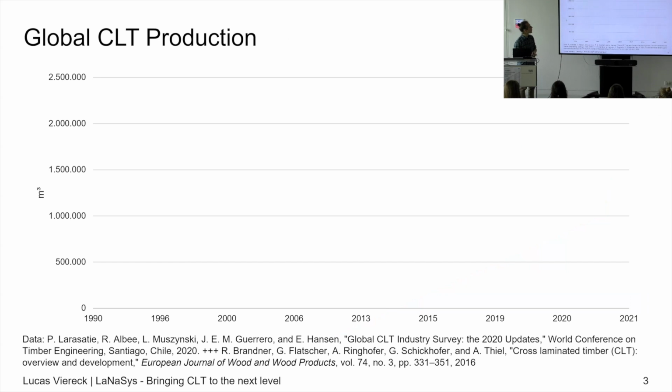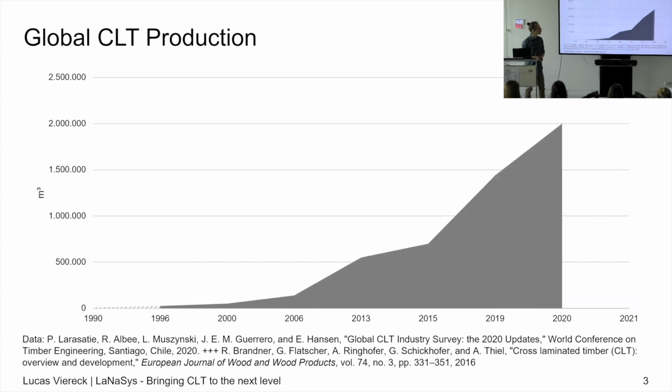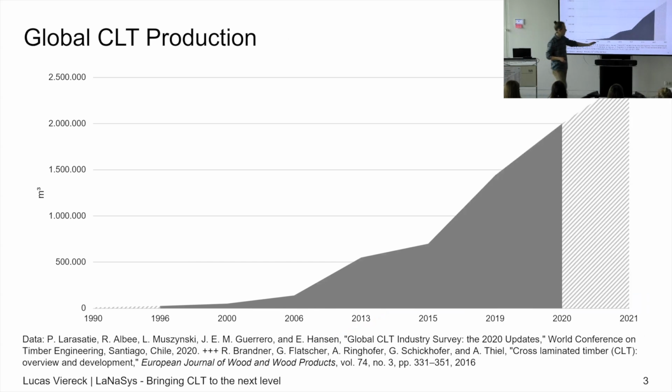As we see in this graph, it's the global CLT production in cubic meters, starting here in the 1990s when CLT was established, and then the growth was almost exponential. The data that I used went to 2020, but a further growth is estimated. Actually, the only continent where no CLT production is built or at least planned is Antarctica. In every other continent there is a CLT production.